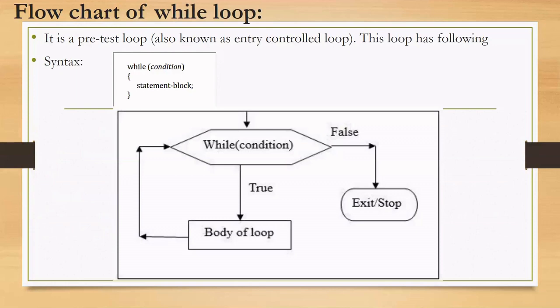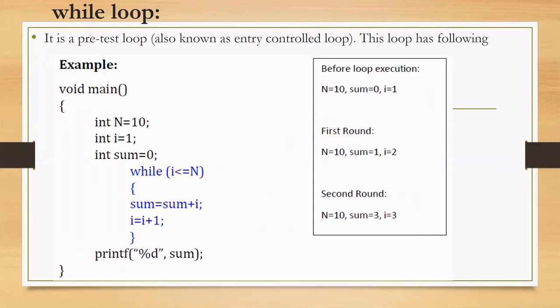Next, we'll see the flow chart with respect to while, where a rhombus is used to show the condition. First the condition is mentioned, as per the while syntax. If the condition is true, it will go to the body of the loop. Again it goes to the condition. Again, if it is true, it executes the body of the loop. This will continue until the condition is false. Once the condition is false, it will not go to the body of the loop. It will come out of the while loop and go to exit or stop the program. So this is how the while loop works.